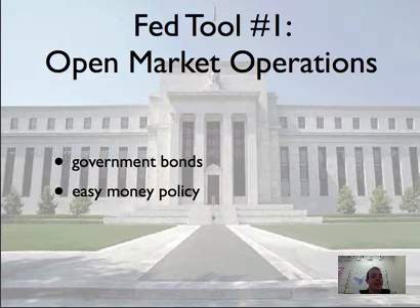And if they want to use an easy policy, meaning they want to encourage economic growth, what the Federal Reserve is going to do is buy government bonds from individual banks. And now the banks give the Federal Reserve their bonds, and the Federal Reserve gives the banks cash. That means that the banks have more money to loan. So that they can loan out all that money that they have, the banks are going to drop their interest rates.